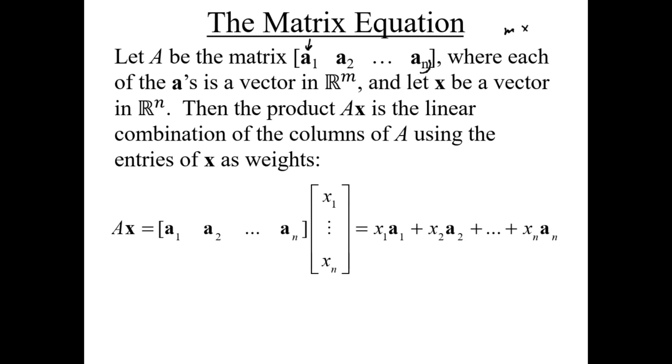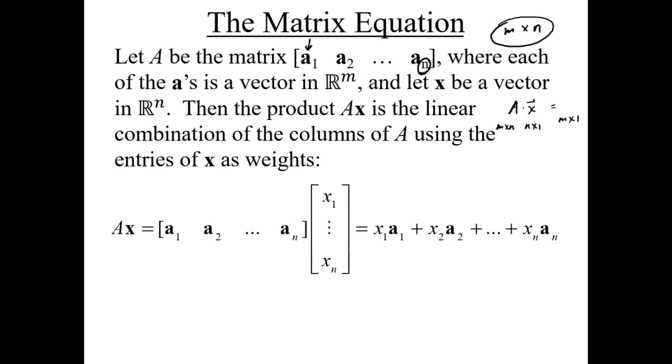So that tells me that there are m rows. And notice that the last one is labeled here n. That means that there are n columns. So this is an m by n matrix. We're going to let x be a vector in Rn. Then the product of A times x is the linear combination of the columns of A using the entries of x as weights. So again, let's make sure that this makes sense. A is an m by n matrix, x is an n by 1 matrix, and so the result is going to be an m by 1 matrix.